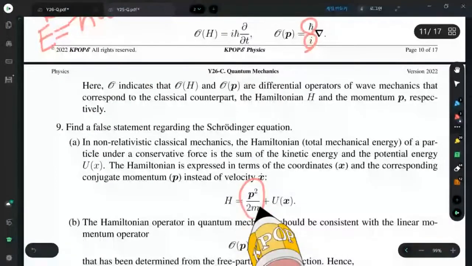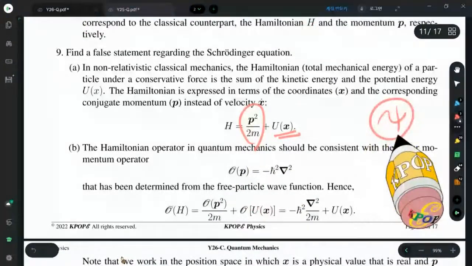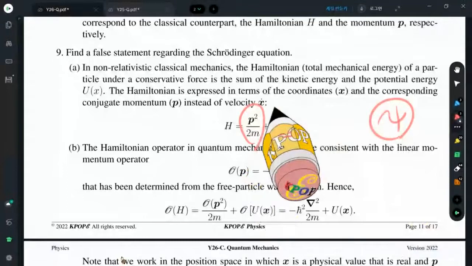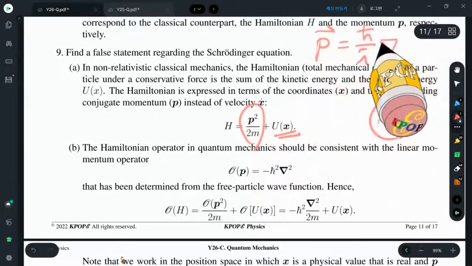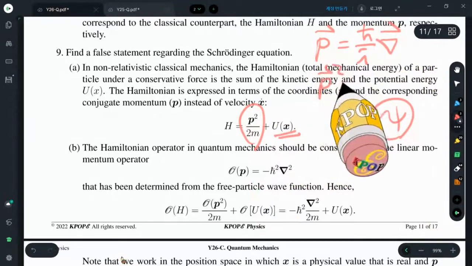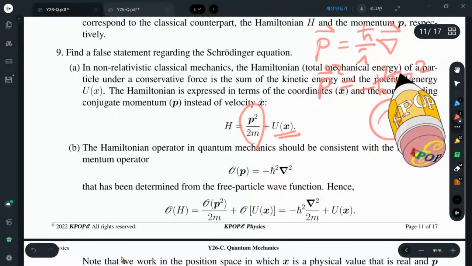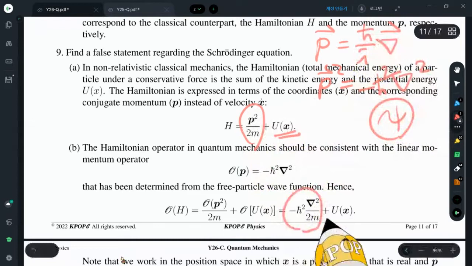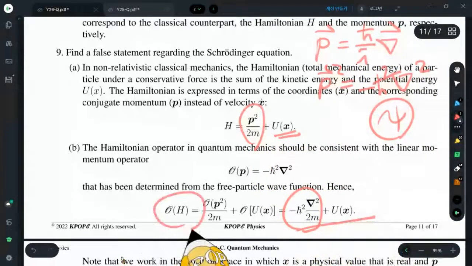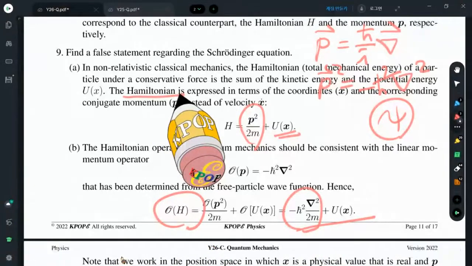Momentum, kinetic energy and potential energy can be computed from the wave function. How can I do that? Because momentum is h bar over i times the gradient. P squared is nothing but the Laplacian times minus h bar squared. Substituting this operator gives the Hamiltonian. The Hamiltonian is nothing but the total mechanical energy.